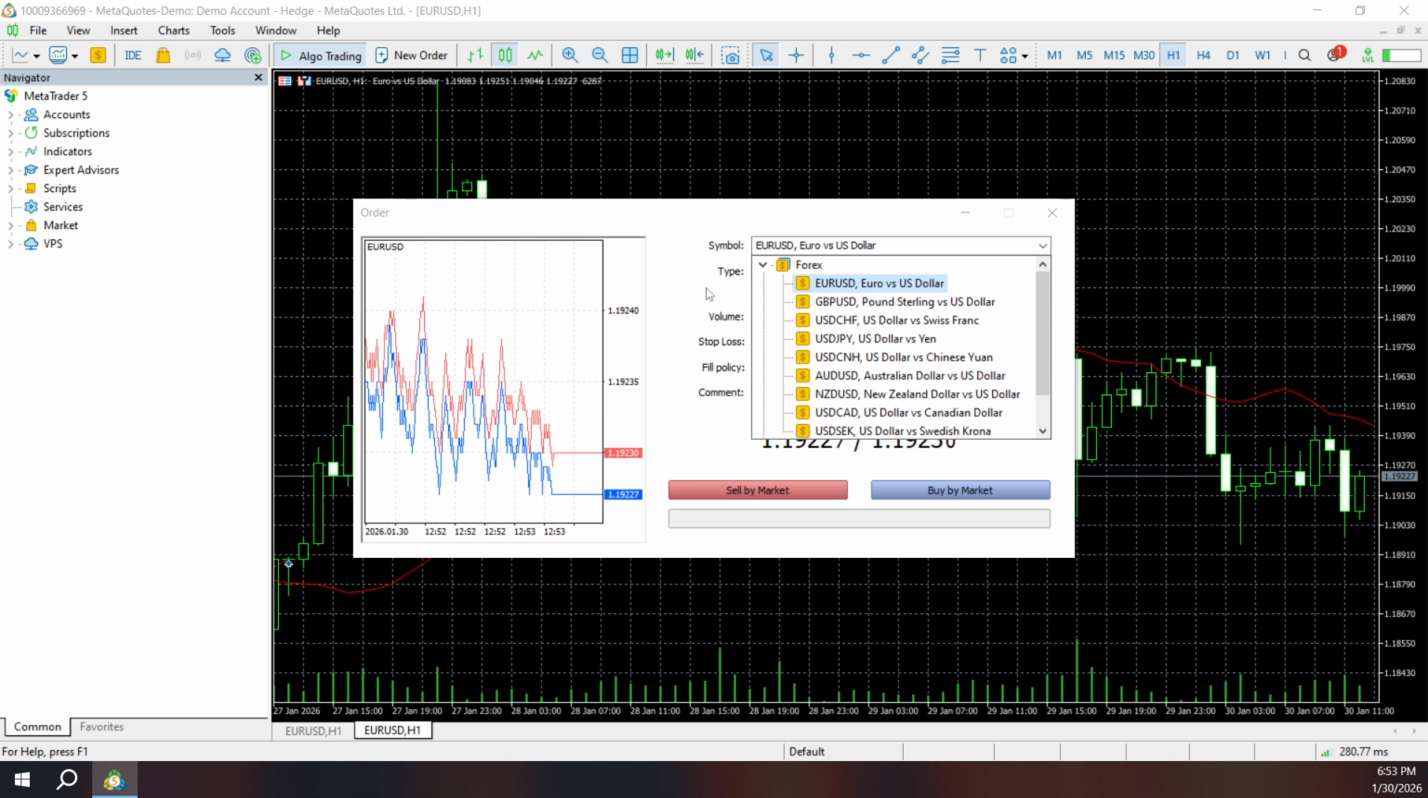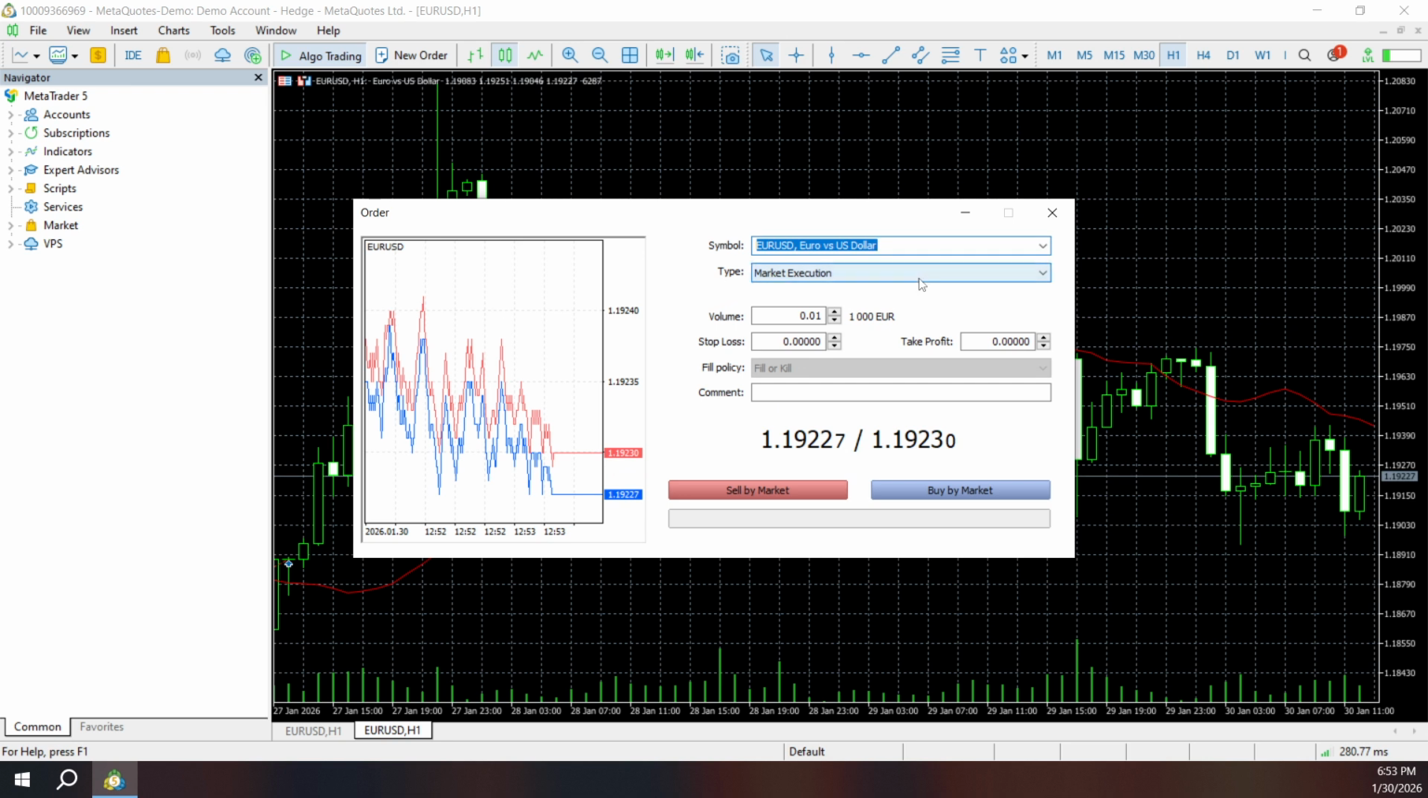Now, choose the order type. You have two main choices: market execution or pending order. Market execution sends the order right away at the current market price. This is the most direct option if you want to enter immediately. A pending order is for when you want the platform to place the trade later at a specific price you define. For example, you might prefer to enter if price pulls back or breaks out.